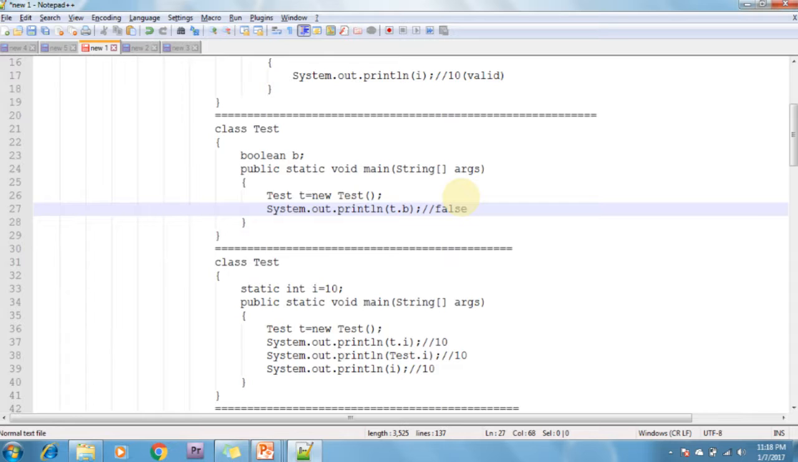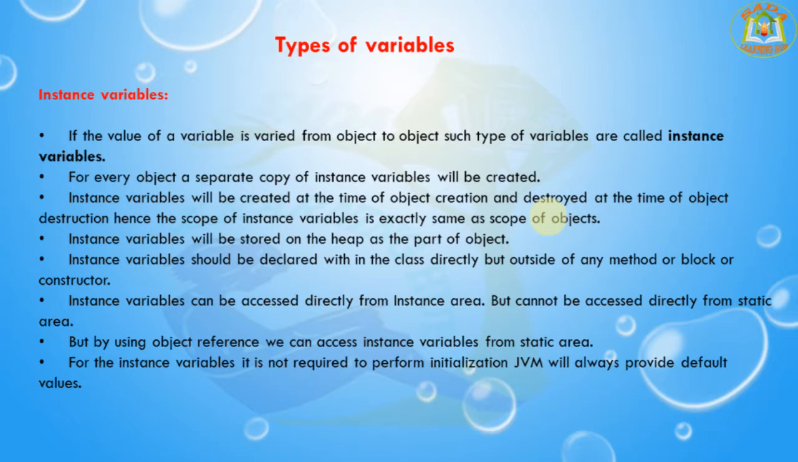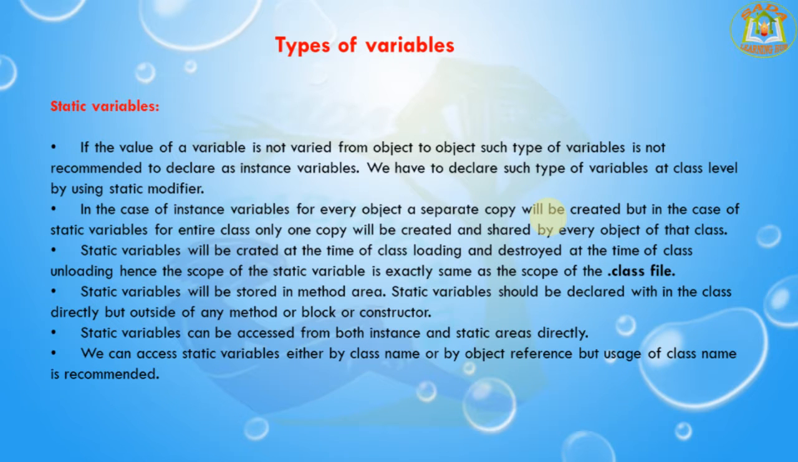Instance variables, also known as object level variables, are attributes. Next, I am going to discuss static variables. If the value of a variable is not varied from object to object, such type of variables is not recommended to declare as instance variables. We have to declare such type of variables at a class level by using a static modifier.